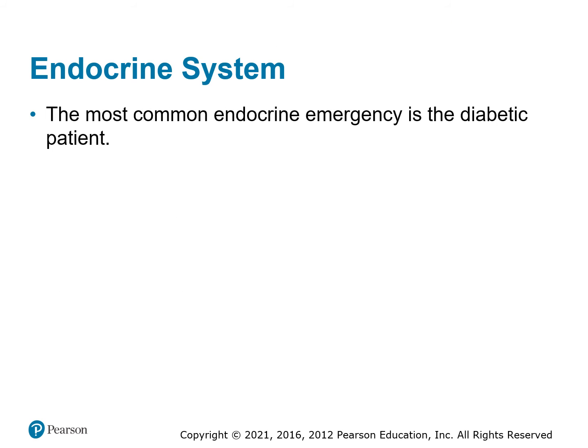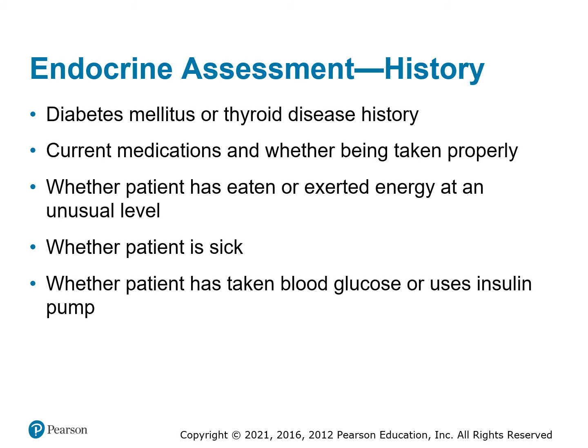The endocrine system, the most common thing we're going to run into is diabetes. The diabetic patient that's hypoglycemic or hyperglycemic are going to be the ones we run into. So diabetes mellitus, or sweet urine, don't ask me how they found that one out. Current medications, what are they taking? Is it being taken appropriately? Do they take insulin? Did they take what they're supposed to? Did they have any changes after they took their insulin? Did they overeat? Did they undereat? Did they use more energy than usual?